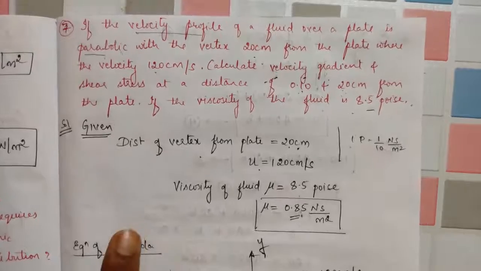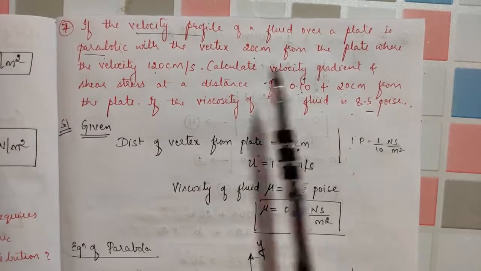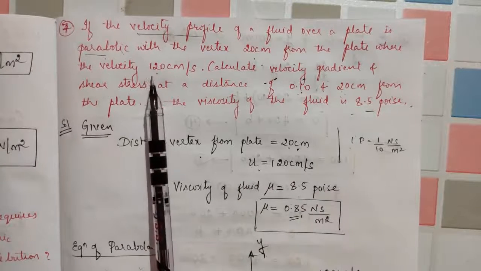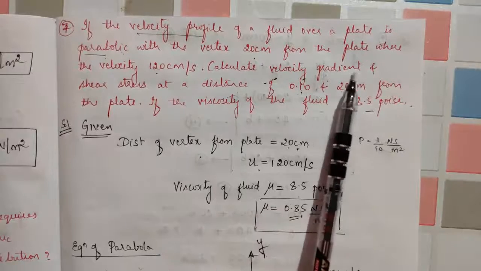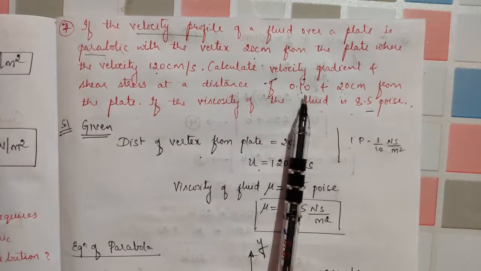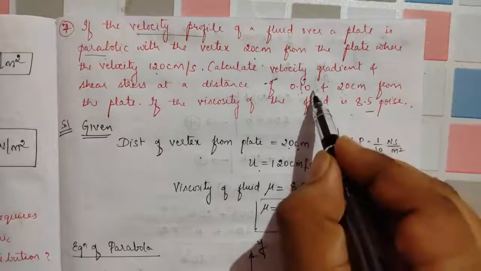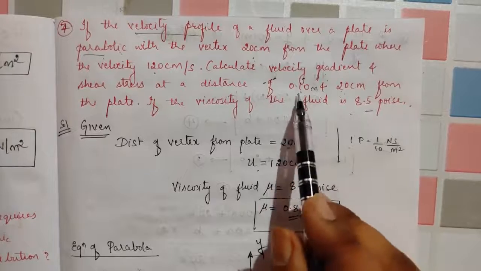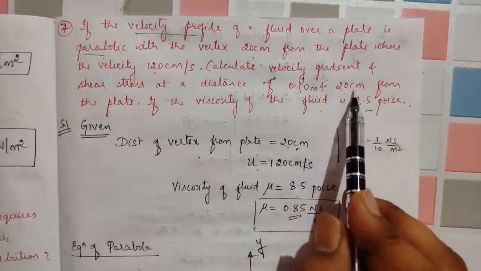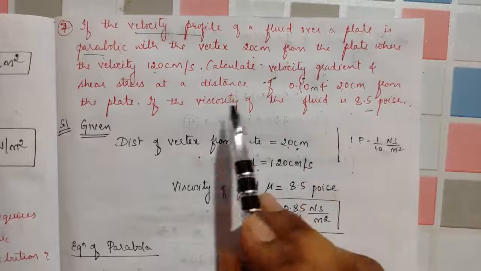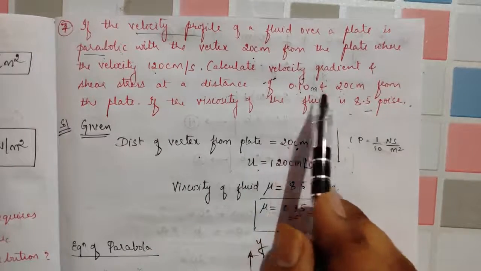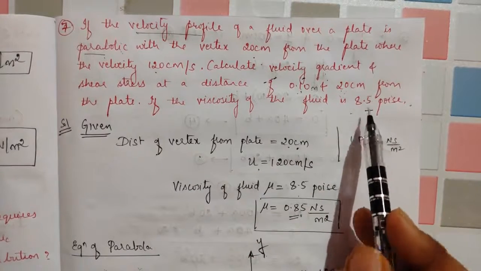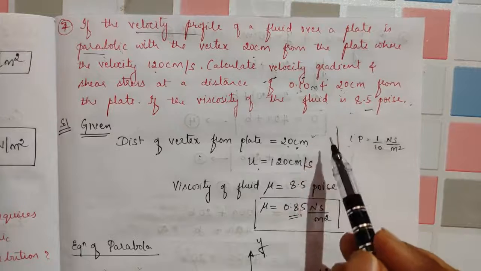So see here, if the velocity profile of a fluid over a plate is parabolic with the vertex 20 centimeter from the plate where the velocity is 120 centimeter per second, calculate velocity gradient and shear stress at a distance of 0.10. This may be meter. So some problem is in the question. It may be a distance of 10 centimeter and 20 centimeter. So shear stress at a distance of 10 centimeter and 20 centimeter from the plate if the viscosity of the fluid is 8.5 poise.